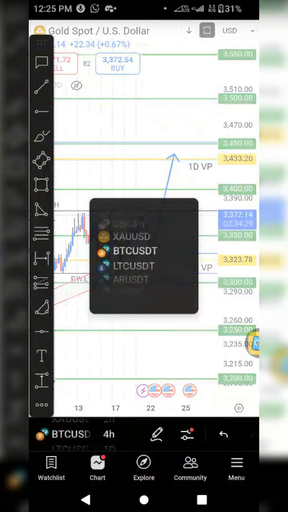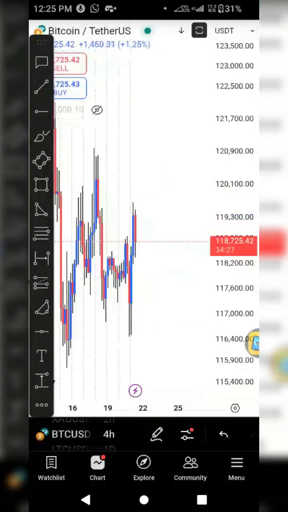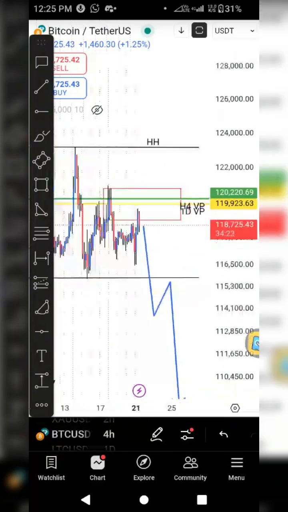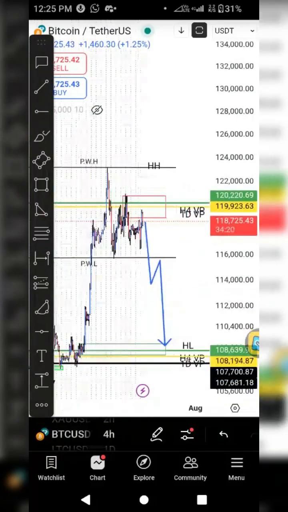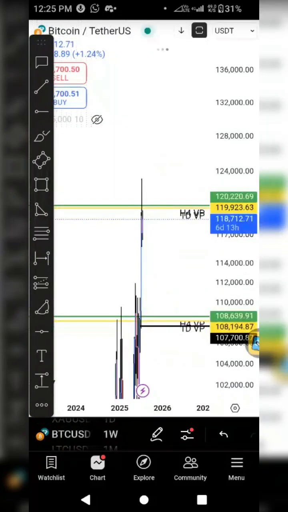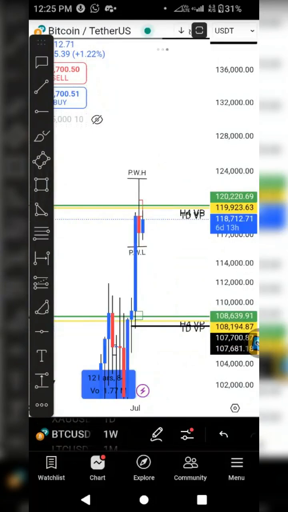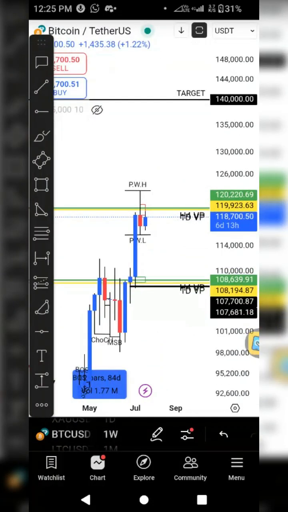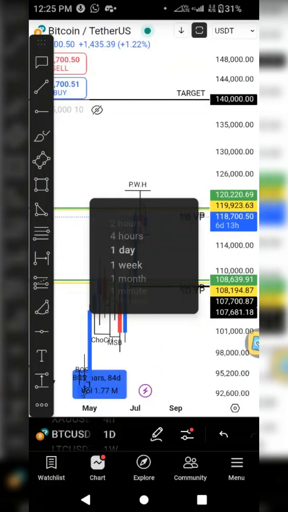Then the next on the list is BTC USD. So for BTC USD, we see Bitcoin having a correction. Okay, let's go to weekly time frame. On the weekly time frame, we spotted the previous week high and previous week low on BTC USD. Okay, then we went to the daily time frame.